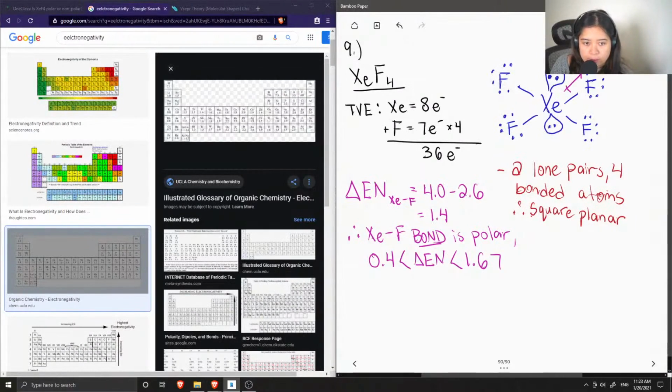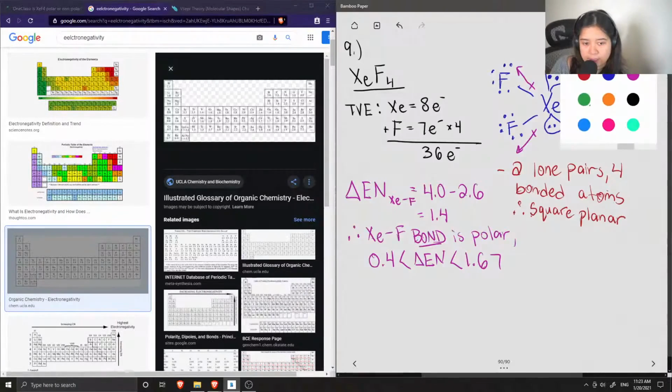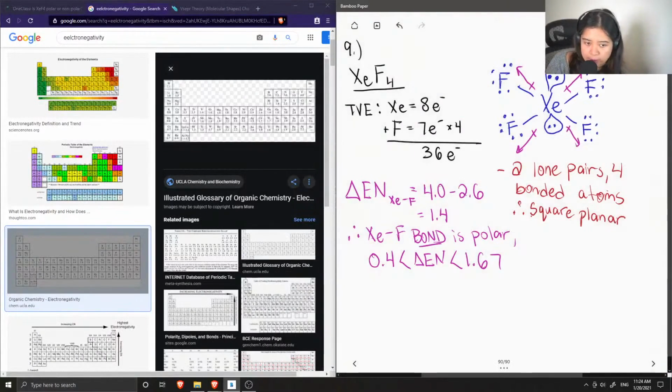So now we can show dipole moments pointing towards the direction of the fluorines, since fluorine is noticeably more electronegative than our xenon, it creates these dipole moments. But if we look at the shape of our molecule, which is square planar, you can see that these dipole moments cancel each other out. So we can say that xenon tetrafluoride is a nonpolar molecule.